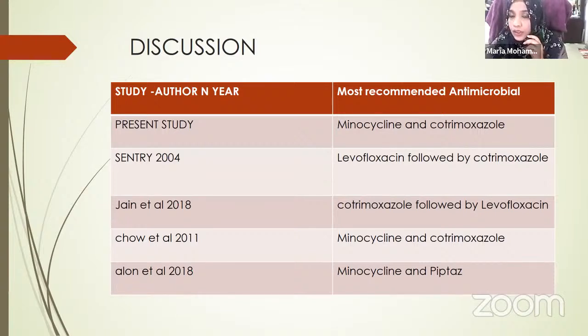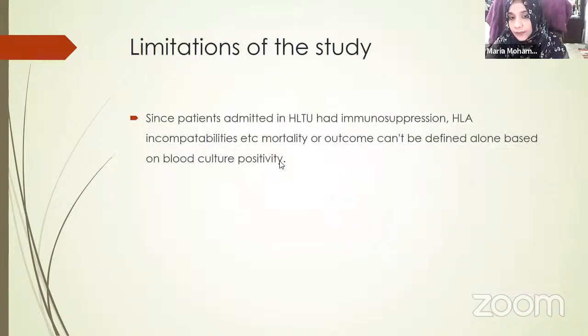Our study had similar findings to other studies which were conducted previously. SENTRY was one of the biggest studies, conducted in 2004, which had studied the reasons for pathogenesis, its ability to cause infection, and various antibiotics and their susceptibility pattern. Our study concluded minocycline and cotrimoxazole as the best empirical therapy for the patients. Similar findings were given by Chaw et al., Jain et al., and SENTRY.